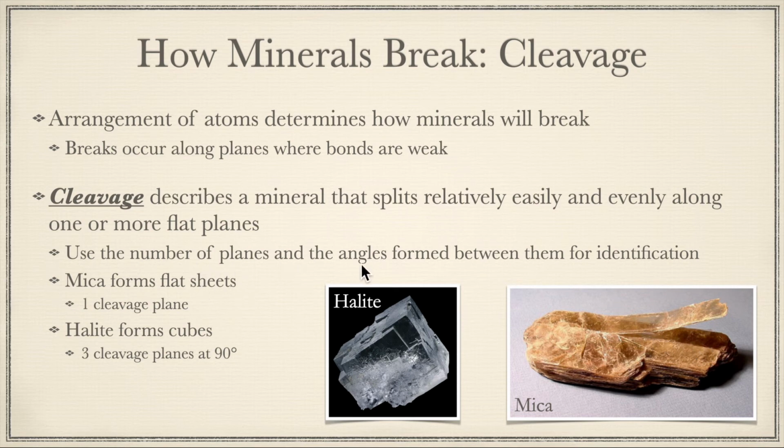So you use the number of planes and the angles formed between them for identification. So for example, again, mica forms flat sheets, so it has one cleavage plane. Halite forms cubes. It has 3 cleavage planes at 90-degree angles. So you can use that and get an idea of what mineral you're looking at. Does it have 1, 2, or 3 cleavage planes? What are the angles between those, etc.? And you can get an idea of what the mineral is.